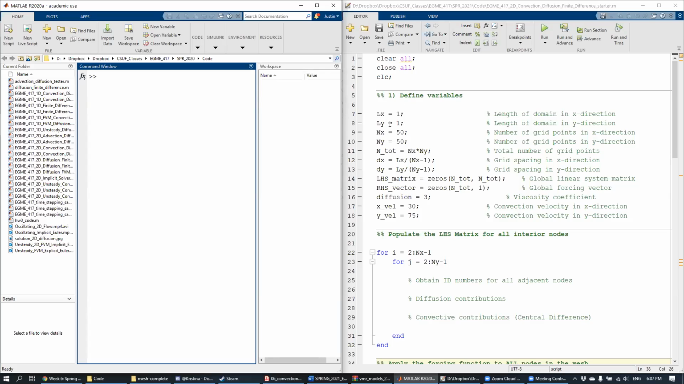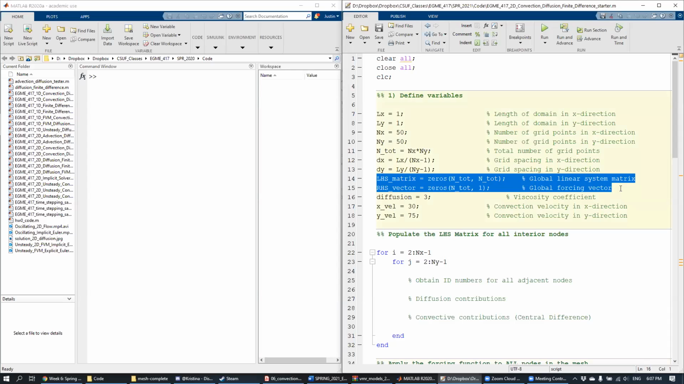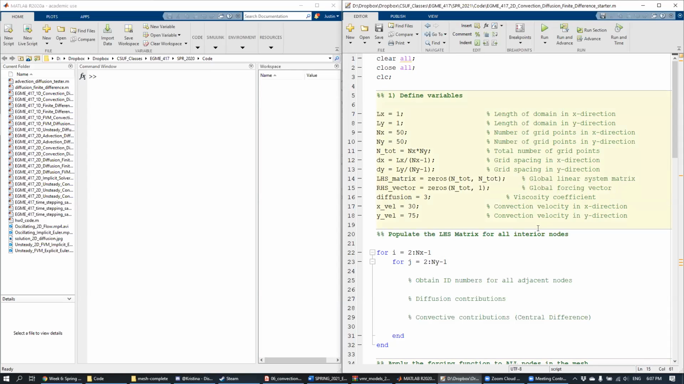This is not a very light simulation, and I do that on purpose just to make sure that we can get a stable solution. From there, we can compute the total number of nodes, which is 50 times 50, so we get 2,500. Then we compute the grid spacings in each of the x and y directions. All this is fairly standard from what we usually do. We also define our left-hand side matrix and right-hand side vector. Those are okay.